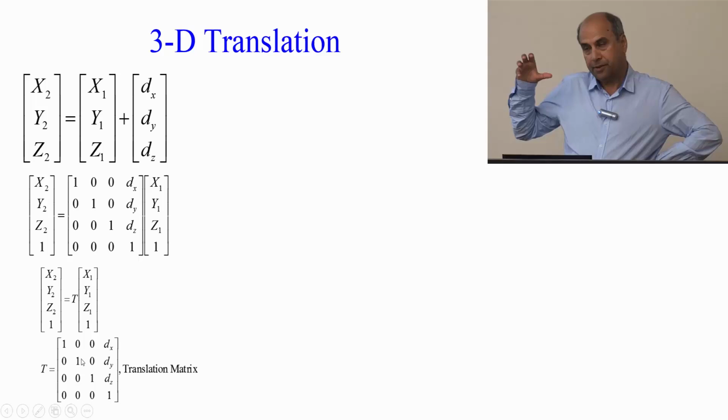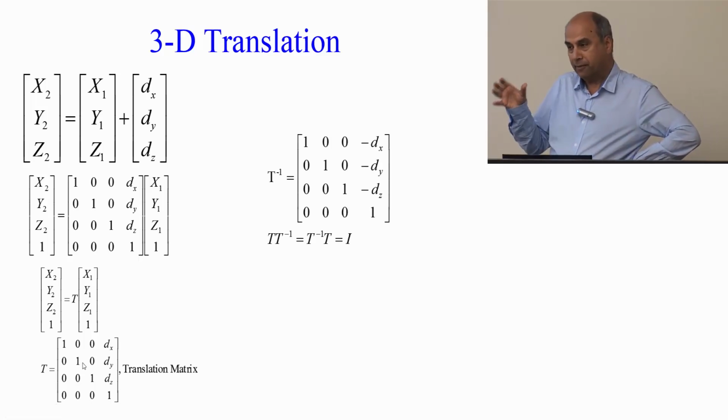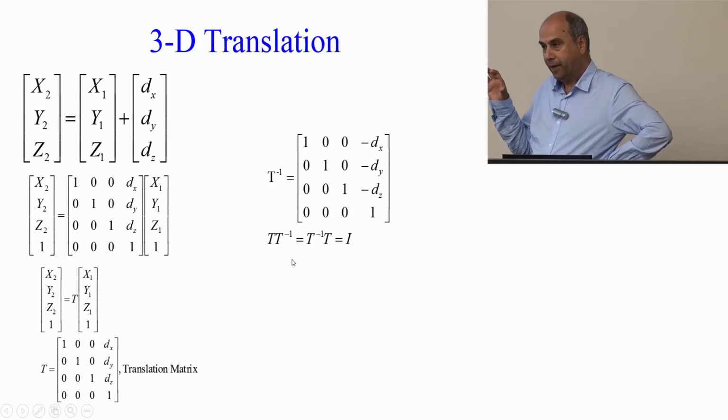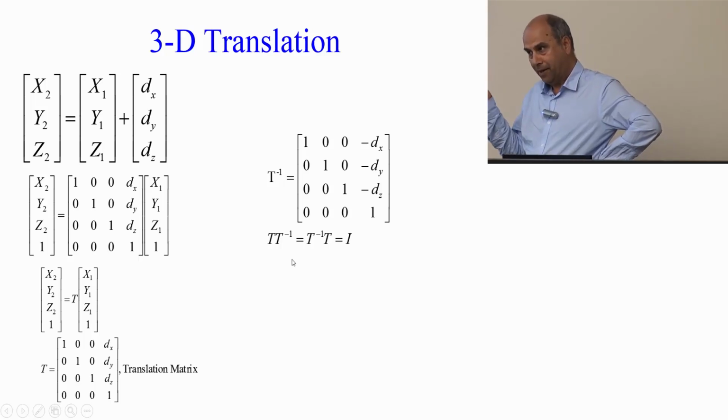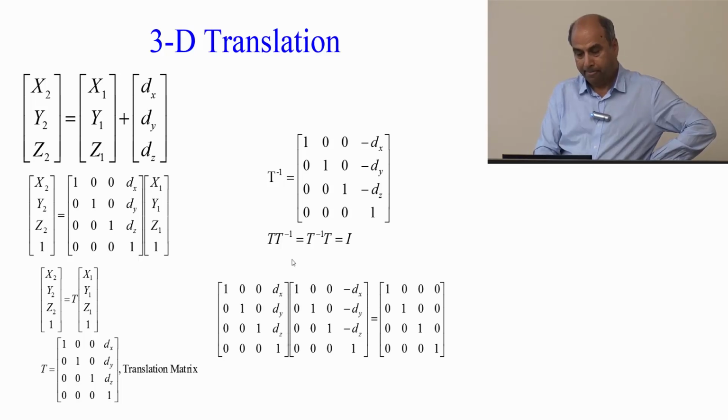All these transformations we are going to talk about in matrices, and then there's the inverse of a translation, which is simple: instead of dx, dy, dz, we'll have minus dx, minus dy, minus dz. And the inverse is such that T times T inverse gives the identity matrix. It's a pretty simple thing, and you can verify that.